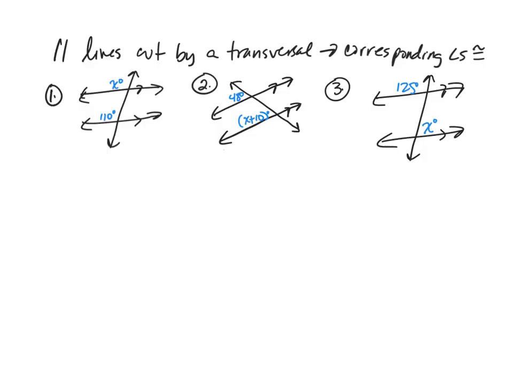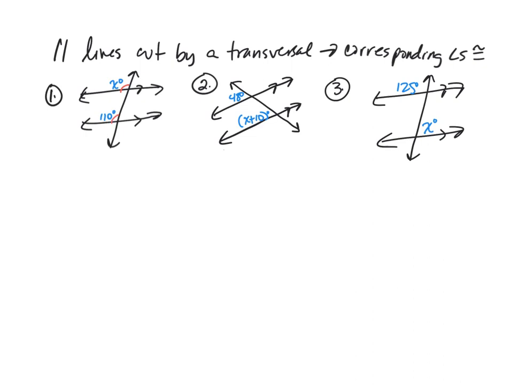So let's look at some examples involving parallel lines cut by a transversal that involve corresponding angles. I just want to remind you about the postulate that we just stated that says when parallel lines are cut by a transversal, that implies that corresponding angles are congruent. In example number 1 here, notice the marks. We have some lines that are parallel being cut by a transversal. This x degree angle and this 110 degree angle are corresponding angles, so therefore they are congruent.